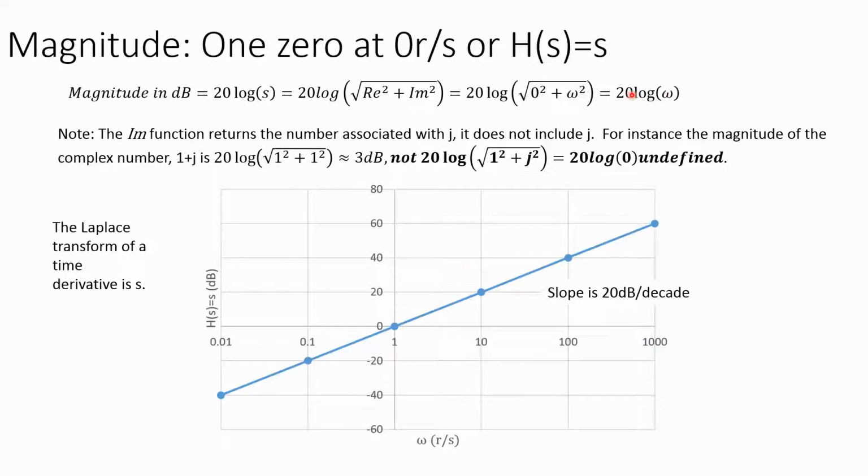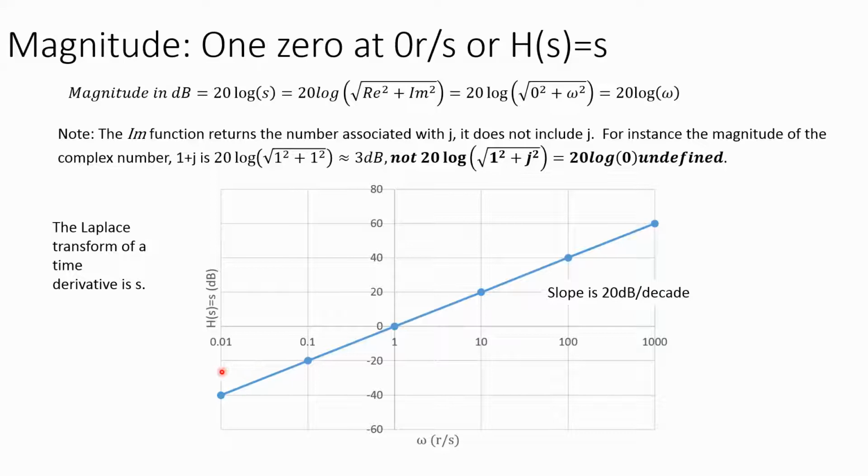In this case, it's easy to start at omega equals 1 because log of 1 is 0. Then omega at 10: log of 10 is 1 times 20, and I get 20 dB here. Log of 100 is 2, and 2 times 20 gives me 40 dB. Really, you can just put your marker right here at 0 and draw a line with a slope of 20 dB per decade.